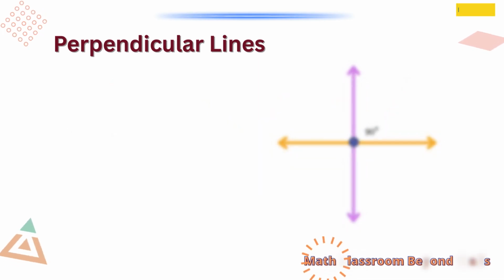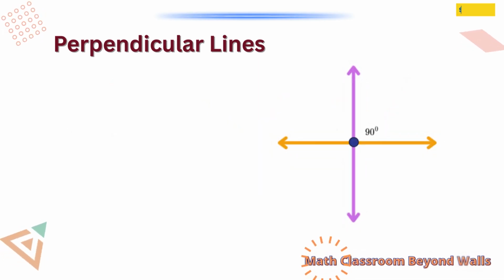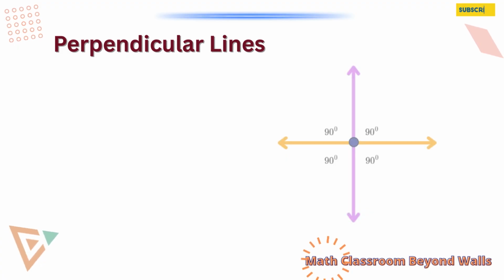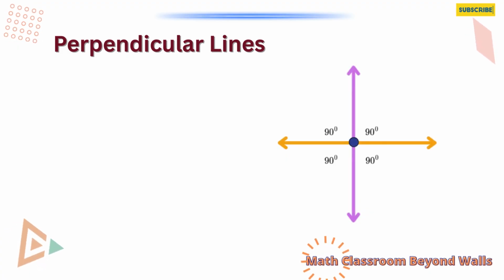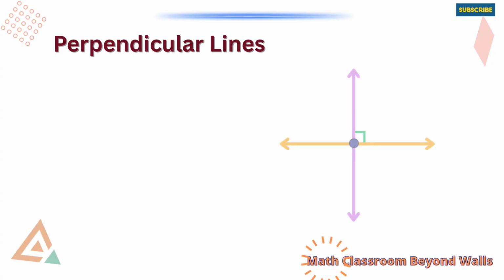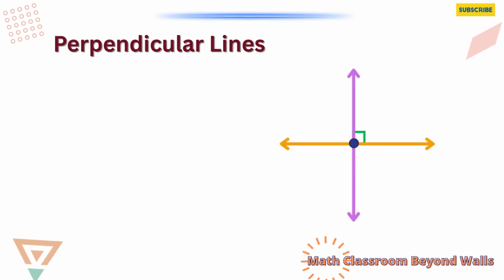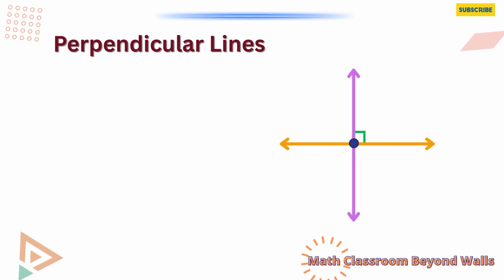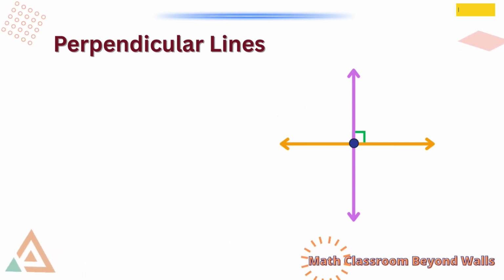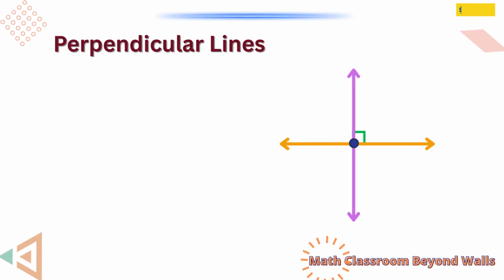We have seen earlier that when the measure of one angle is 90 degrees, all the other angles have the same measure of 90 degrees. So even if only one angle is marked with a box, the other angles are also right angles. In geometry, the convention is to just have a single box.